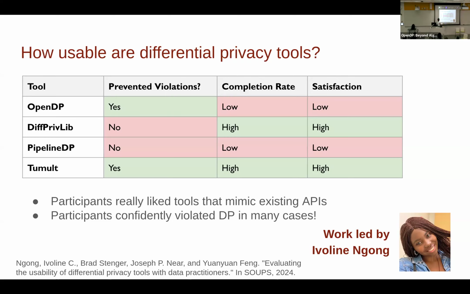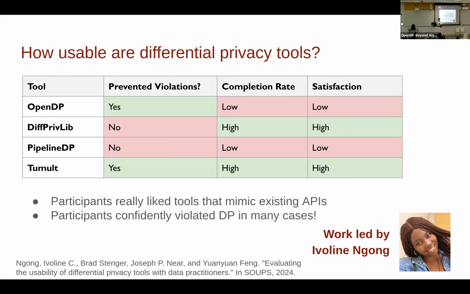A big thing for me was that there are a lot of tools that aren't really preventing differential privacy violations. There are tools that are doing a good job of this, right? OpenDP and Tumult Analytics, I think, both do a pretty good job of this, but this is a thing that our tools really should strive to do.